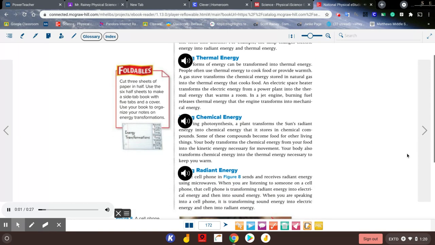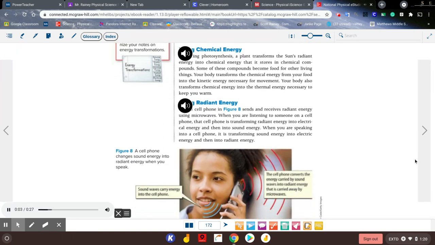Using chemical energy. During photosynthesis, a plant transforms the sun's radiant energy into chemical energy that it stores in chemical compounds. Some of these compounds become food for other living things. Your body transforms the chemical energy from your food into the kinetic energy necessary for movement. Your body also transforms chemical energy into the thermal energy necessary to keep you warm.